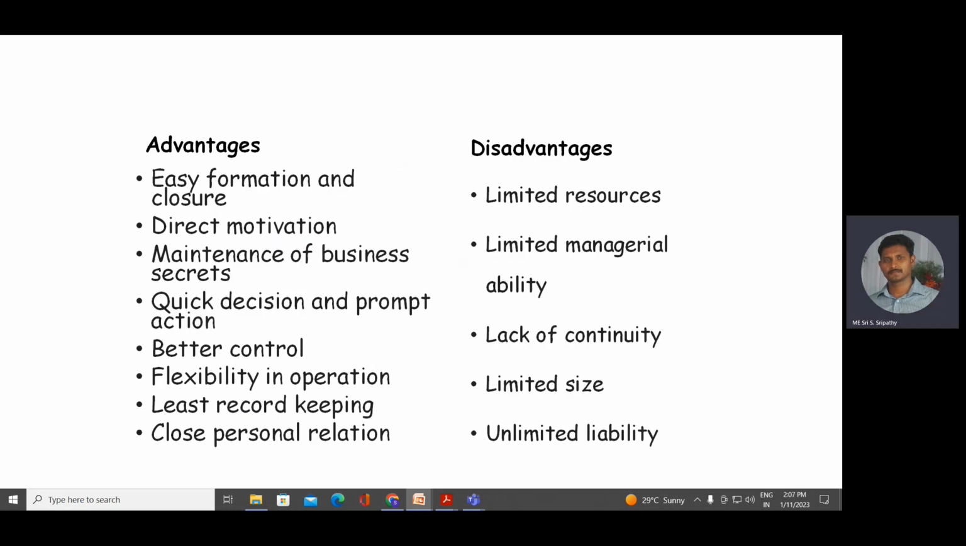Advantages of sole proprietorship are ease of formation and closure, direct motivation, maintenance of business secrets, quick decision and prompt action, better control, flexibility in operation, least record keeping, close personal relations. But apart from the advantages, the disadvantages will be there, like limited resources, limited managerial ability, lack of continuity, limited size, unlimited liability.